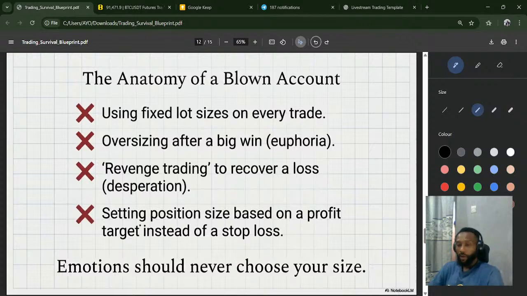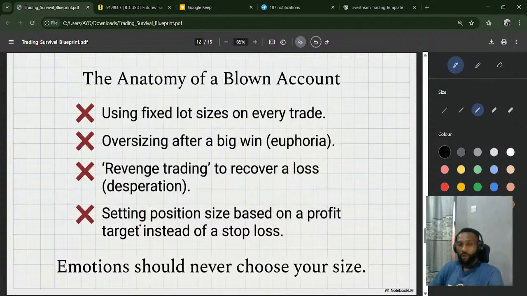You will blow your account. Like I said, the market is not your friend. It's not your father that owns the market. So don't revenge trade. Just let it go. Stick to the discipline plan.